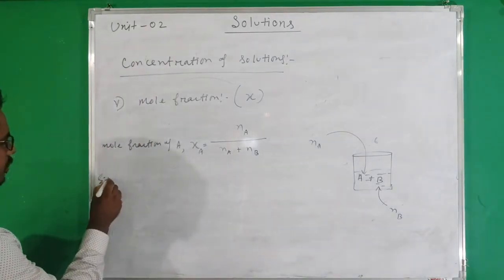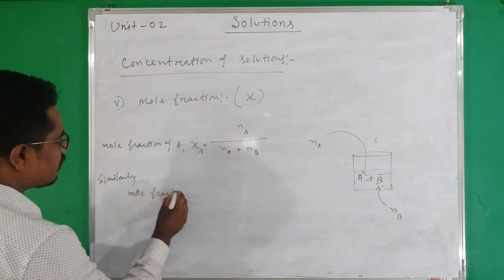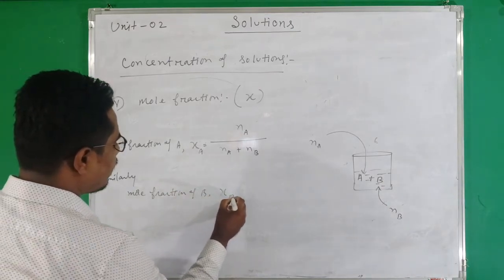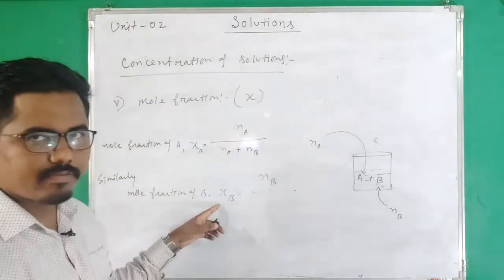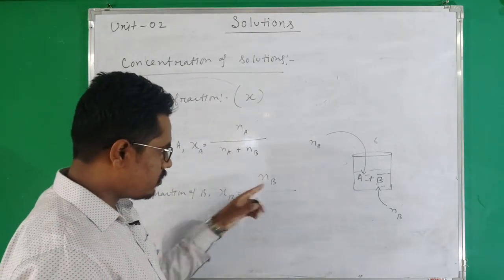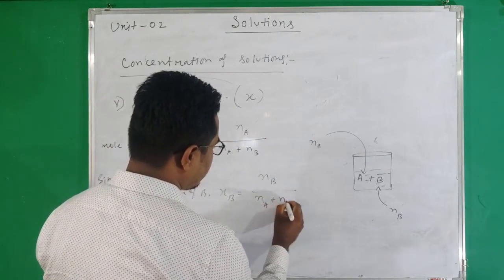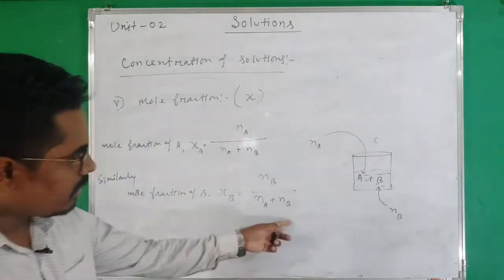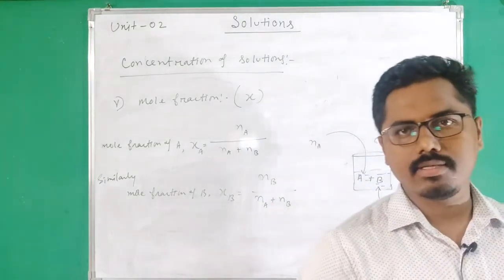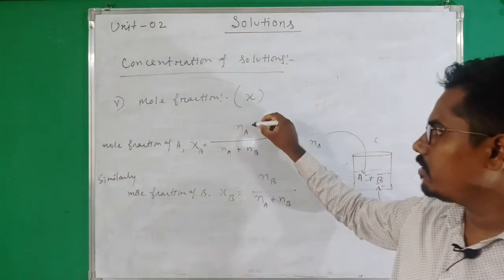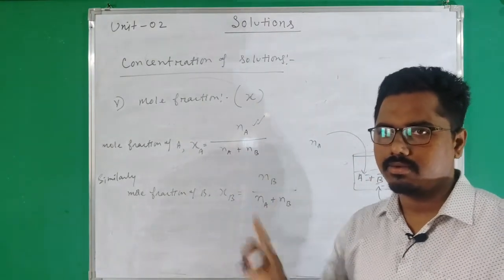Similarly, you can find mole fraction of B, Xb, equal to number of moles of B divided by number of moles of A plus number of moles of B, that means total number of moles in the solution. So you can say that mole fraction is the ratio between number of moles of a component in the solution to the total number of moles of the solution.